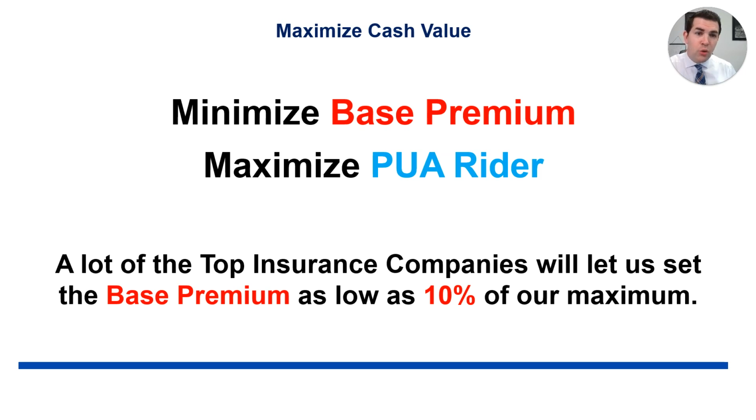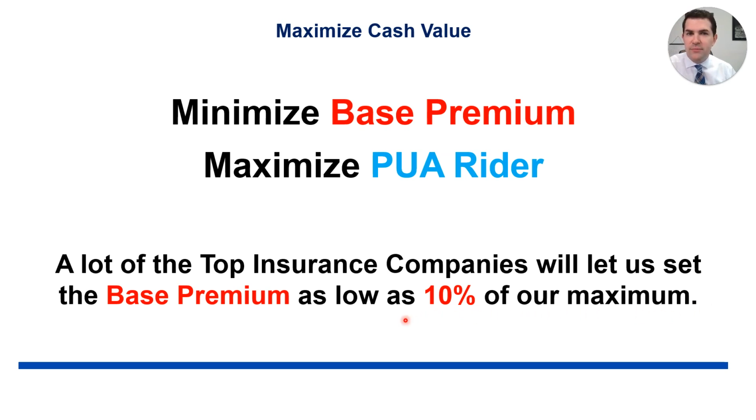So what we always do when the goal is to maximize the cash value is we'll aim to minimize the base premium and maximize the PUA rider. And this is also what corporations do when we'll set a policy up for a corporation or a small business that is taking policies out on their executives, and the cash value is an asset on the balance sheet. We will minimize the expenses as much as we possibly can. So when it comes to minimizing the base premium, what you will see is that a lot of the top insurance companies will allow us to set that base premium as low as 10% of whatever our maximum is.